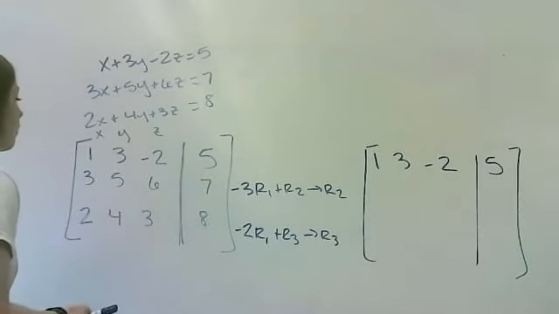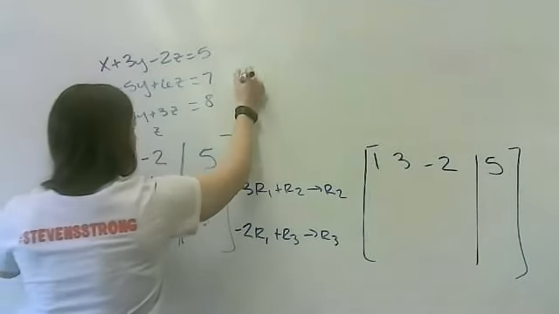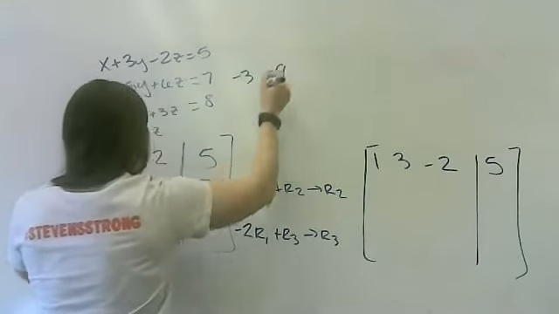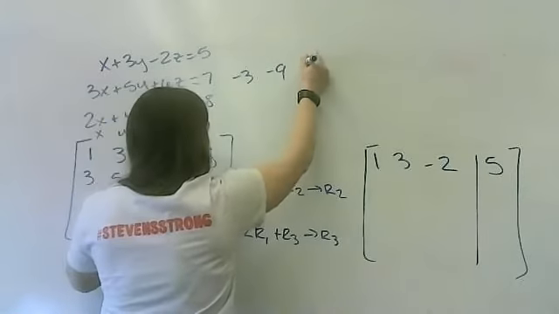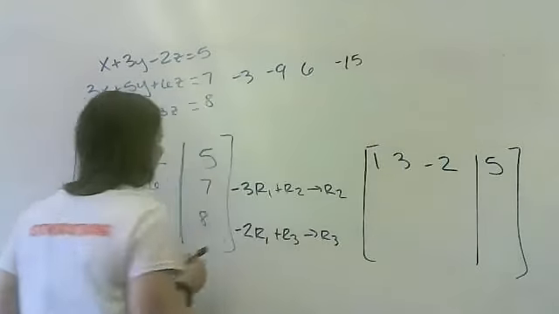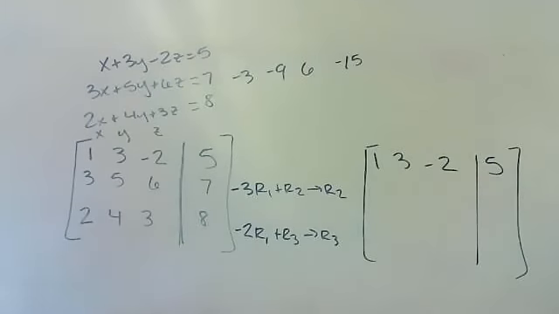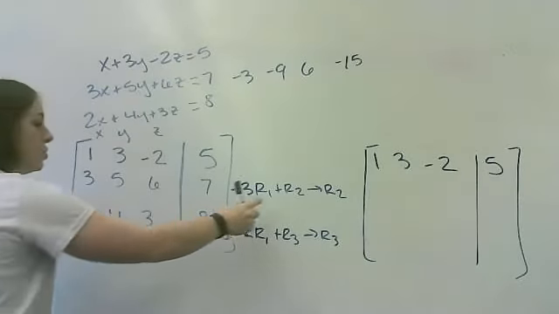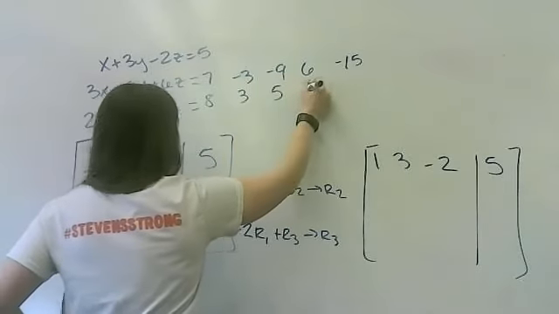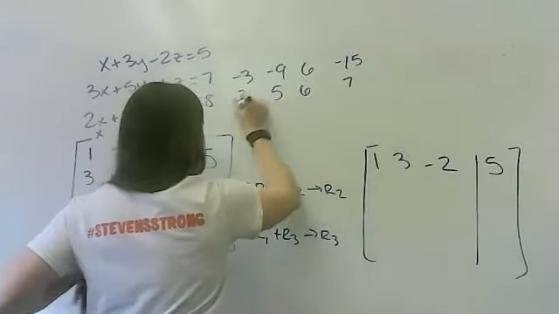Okay, so first one, 1 times -3 is -3, 3 times -3 is -9, -2 times -3 is 6, 5 times -3 is -15. Okay, again, that was -3 times row 1. Now I need to add it to row 2. Row 2 is 3, 5, 6, and 7.